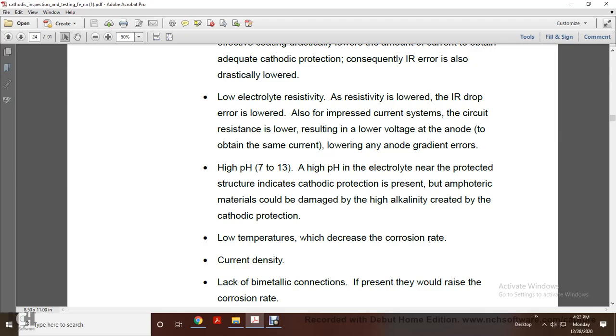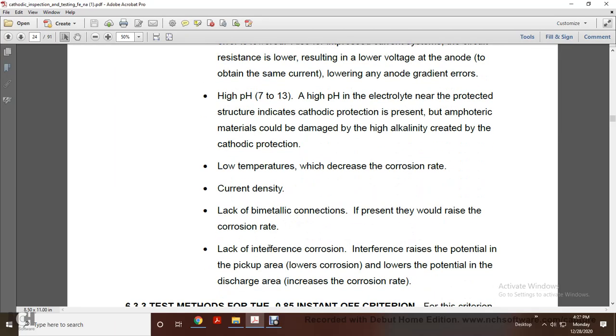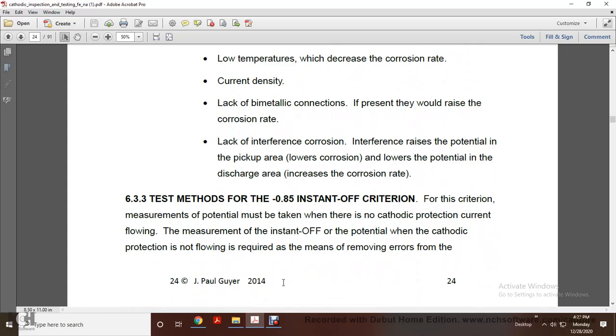Low temperatures decrease the corrosion rate and current density. A lack of bimetallic connections present lowers the corrosion rate. Lack of interference: with stray current interference, there is potential for pickup of current, while lower corrosion lowers the potential for discharge, and more interference increases the corrosion rate.